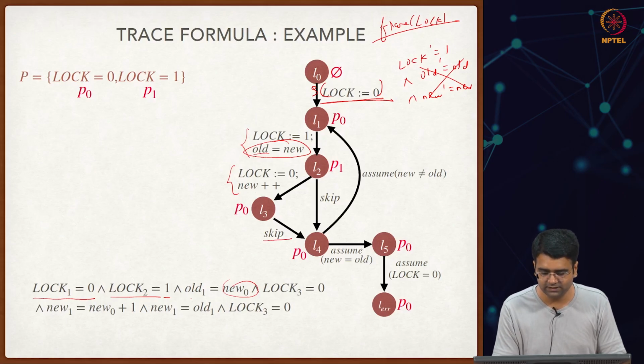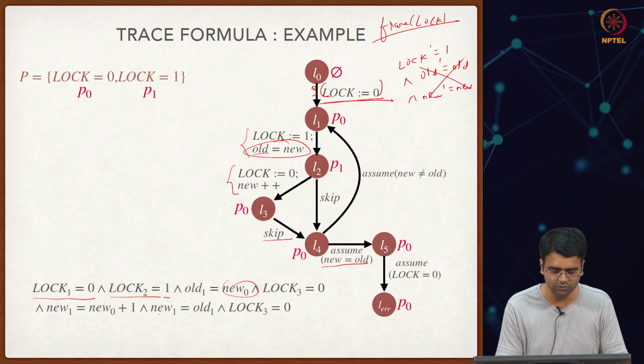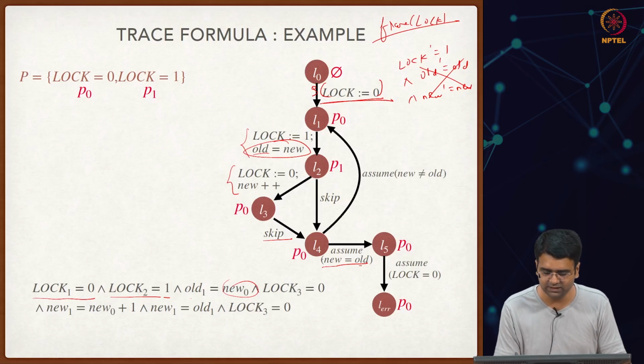So then from L3 to L5, L3 to L4 I have just skip, right, and then from L4 to L5 I have this assume new equal to old. So this is not an assignment statement, right. So this has to reuse the values of new and old that were assigned originally, that were assigned before the statement. So before this statement is executed, I have this assignment of old and this assignment of new, which is old one and new one. So that's why I'm using that version.